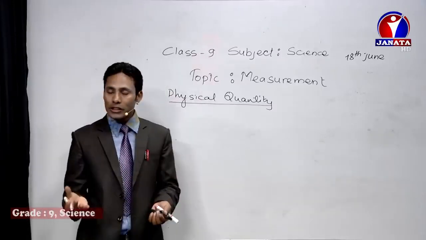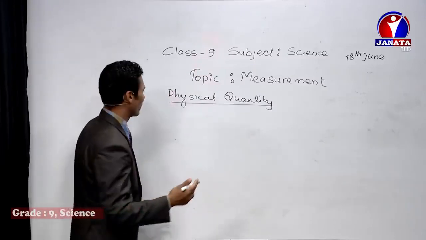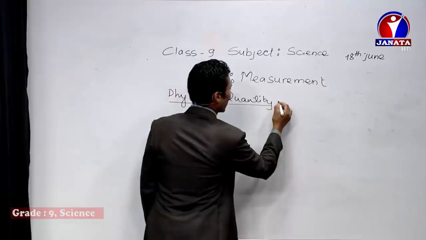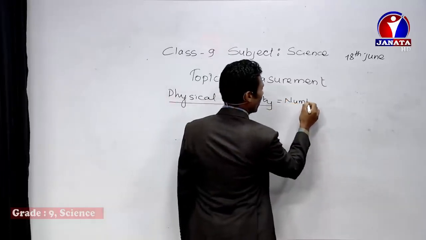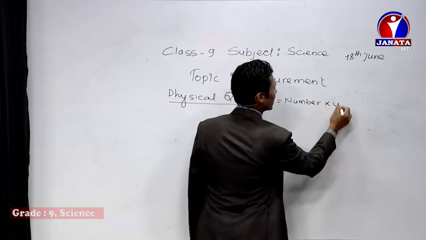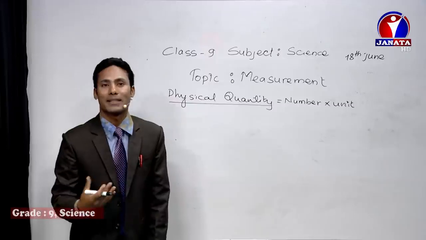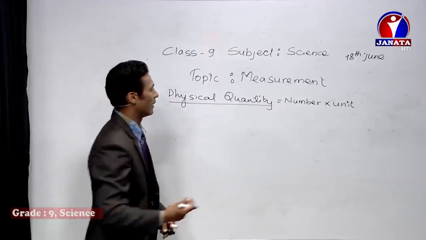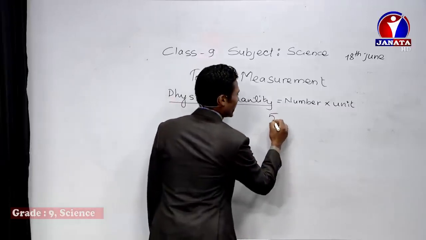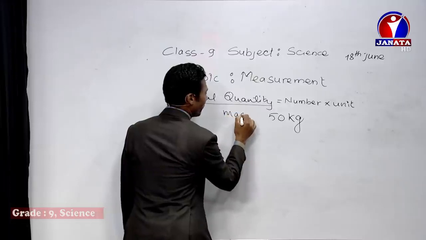And this physical quantity, we can express in terms of two parts: one is the number and the other is the unit. For example, if I ask the mass of my body, then I may say 50 kg, right?